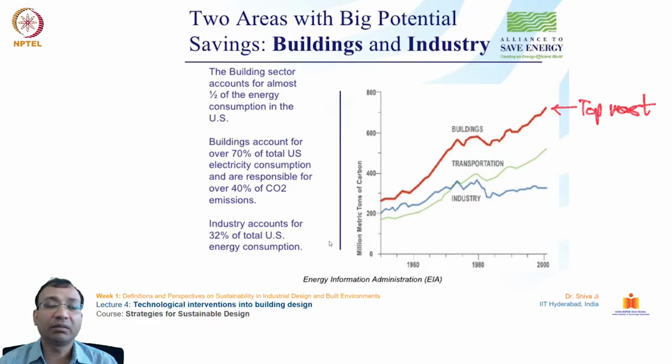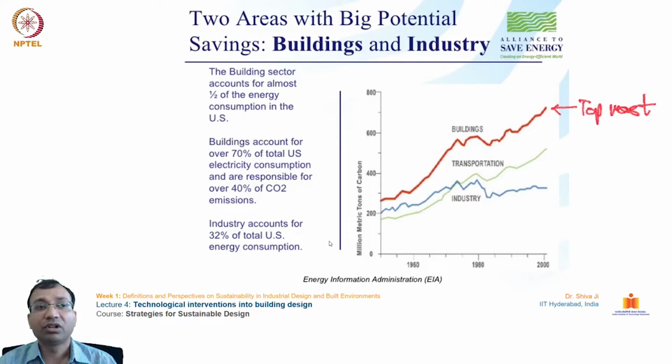If you see the numbers given on the left side of this illustration, it talks about the building sector accounting for almost half of the energy consumption in the United States. This is just an example from one country. The United States of America is one of the advanced countries, and there the contribution of energy to serving buildings alone is almost 50%, which is tremendous. The second one: buildings account for over 70% of total US electricity consumption and are responsible for over 40% of CO2 emissions.